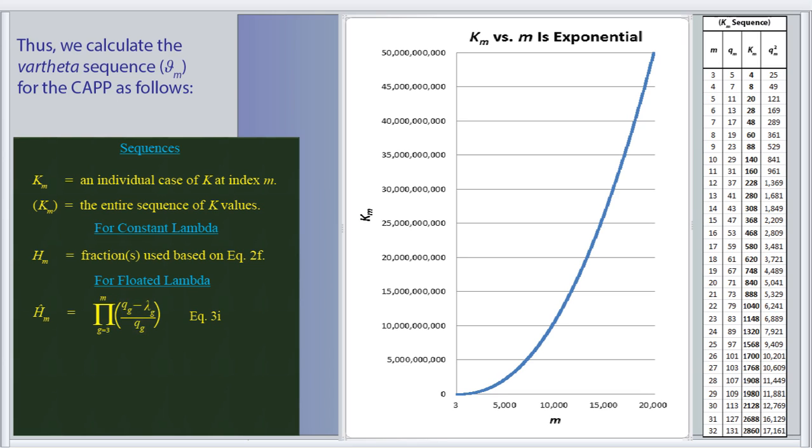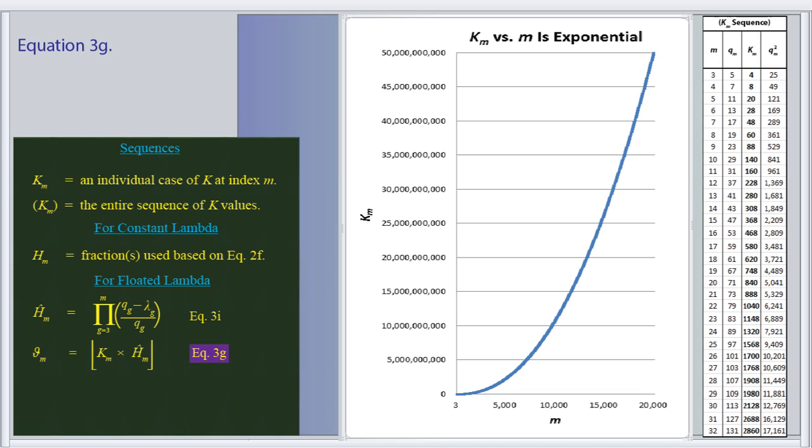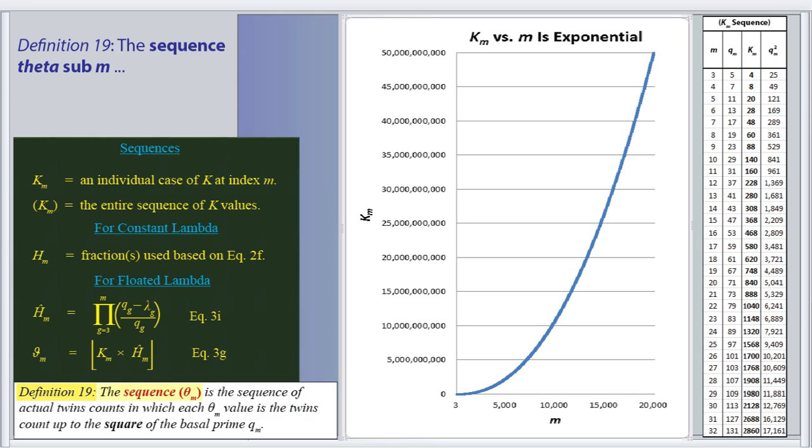Thus we calculate the var theta sequence for the CAP as follows. Equation 3g, var theta sub m equals k sub m times h hat sub m rounded down to the nearest integer. The actual's analog to var theta is designated as theta. Definition 19. The sequence theta sub m is the sequence of actual twins counts in which each theta sub m value is the twins count up to the square of the basal prime q sub m.